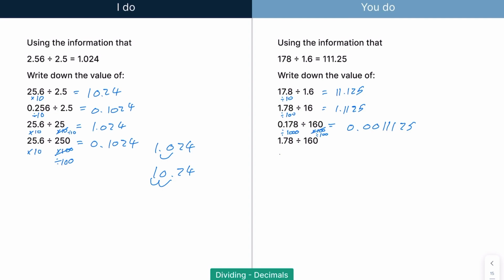And then finally, we have a divide by 100. And we have a times by 100. But remember, this one becomes the opposite. So we have 4 zeros altogether. So we're going to hop 4 times. Because we're dividing in both cases, we're going to hop to the left 4 times, so that becomes 0.011125.